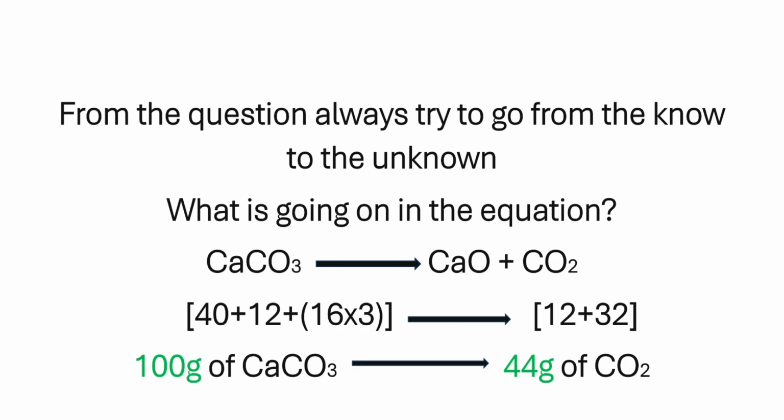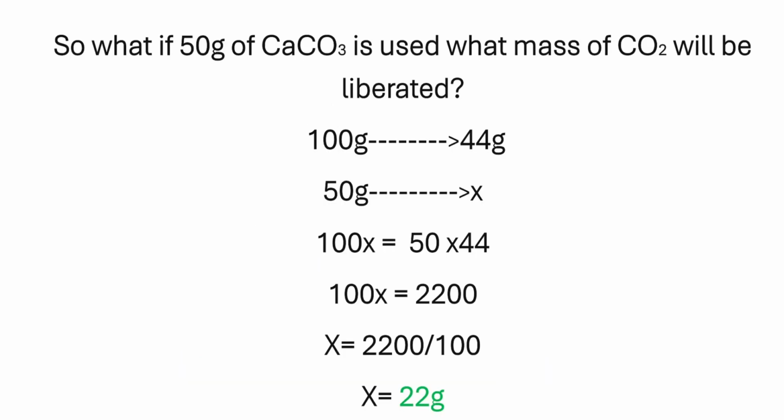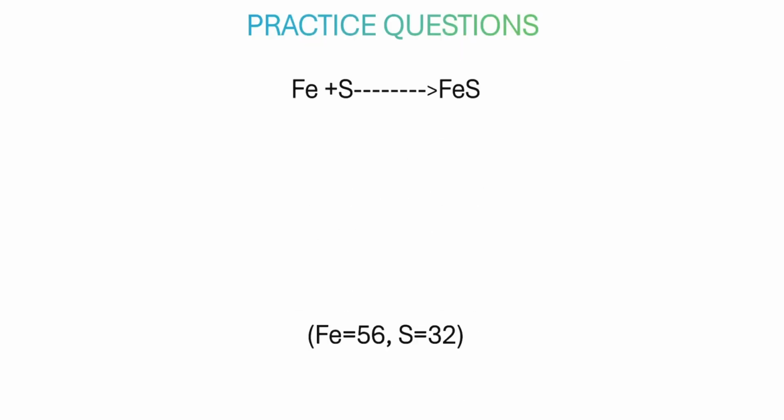So we have it that 100 grams of CaCO3 liberated 44 grams of carbon(IV) oxide. What mass of CO2 will 50 grams of CaCO3 produce? So when we do the maths, we'll have that 50 grams of CaCO3 will yield 22 grams of carbon(IV) oxide.